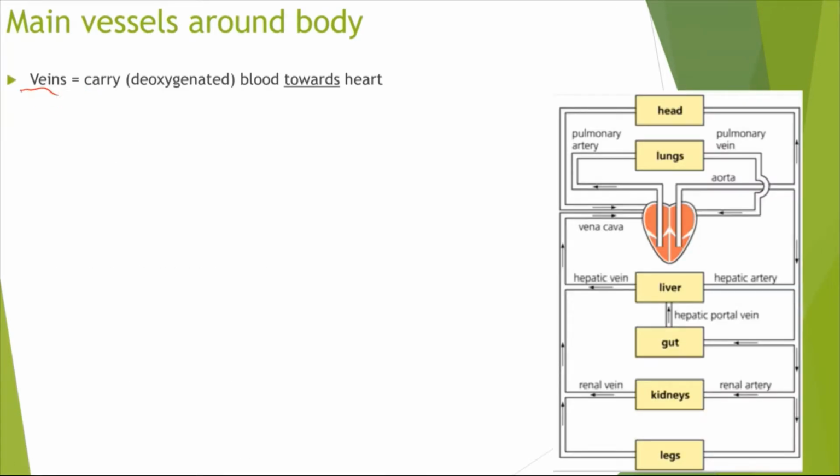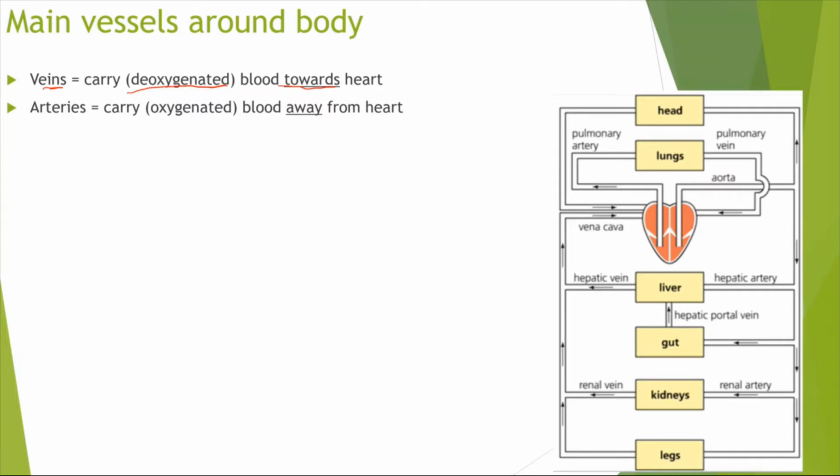So you need to know that veins carry blood towards the heart. One way of remembering it is that veins have the "in" inside them, so way in, so the blood is going into the heart. And it's usually, most of the time, deoxygenated blood which is being carried towards the heart, with one exception which we will look at.